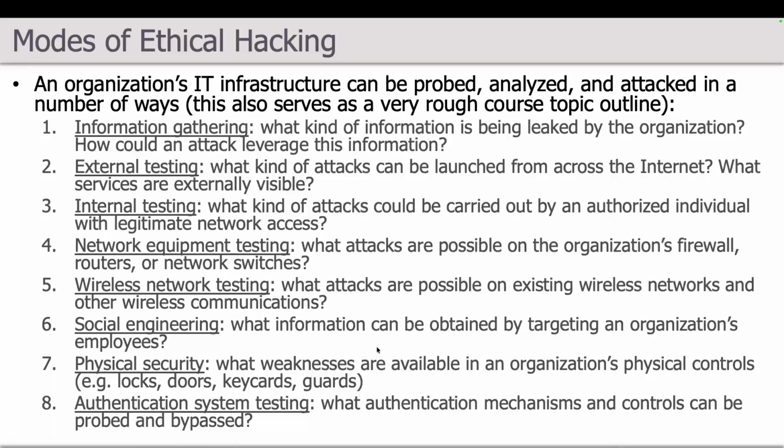And then in addition, a big focus of this class is bypassing authentication systems. Login, passwords, the underlying cryptography associated with that, what kind of techniques can be used by the ethical hacker to bypass things, to probe things, to break into things.